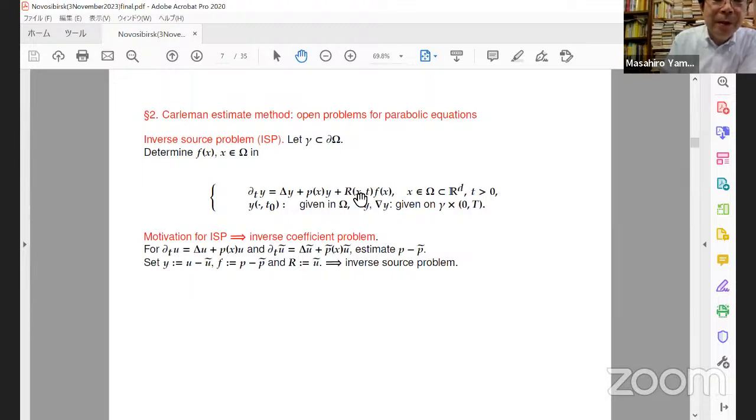Of course, also interesting is the determination of a coefficient. This is the so-called inverse coefficient problem. But for solving the inverse coefficient problem, the usual strategy is to prepare two systems with different coefficients p and p tilde. Then we take the difference: y is the difference between the two solutions, and f is the difference between the two unknown coefficients. Then suitably we set R, and the inverse coefficient problem is directly changed to this form. That is why the inverse source problem is also important for the inverse coefficient problem. Anyway, for the moment, let us consider this form.